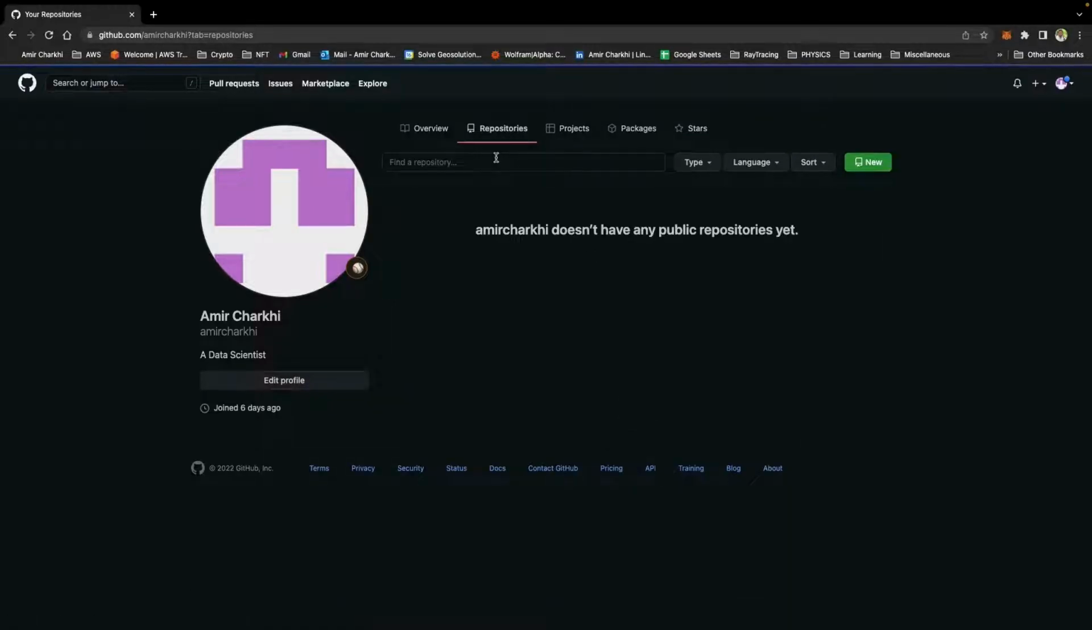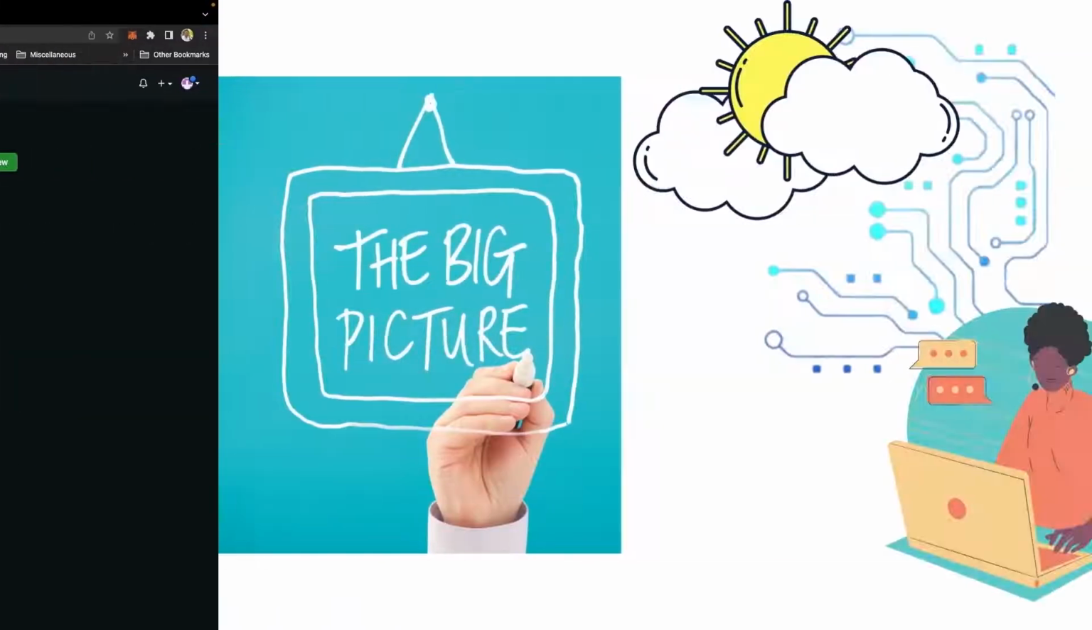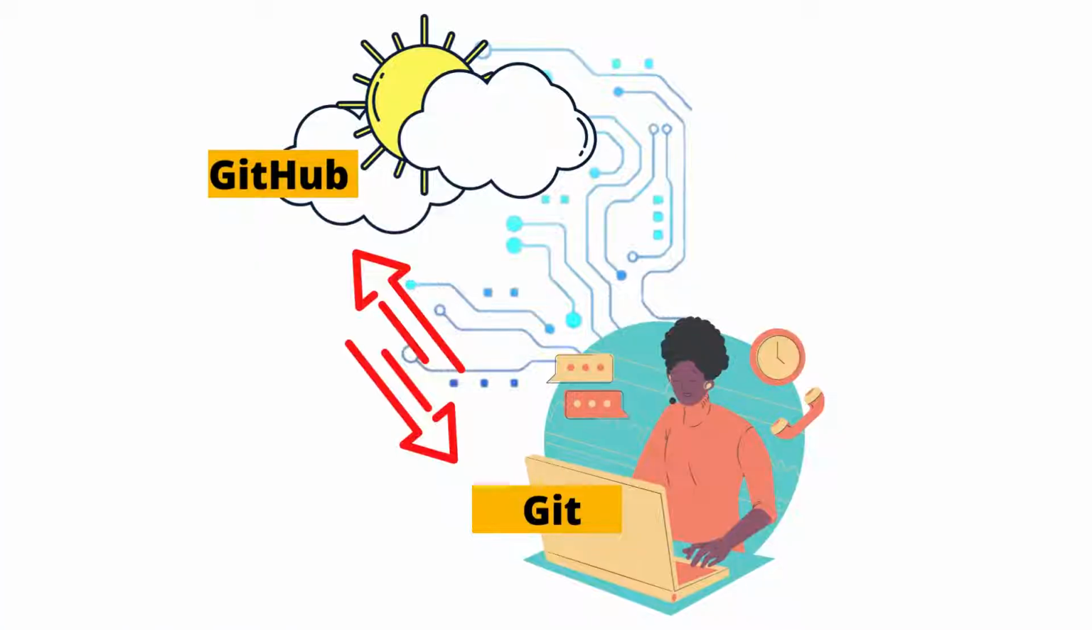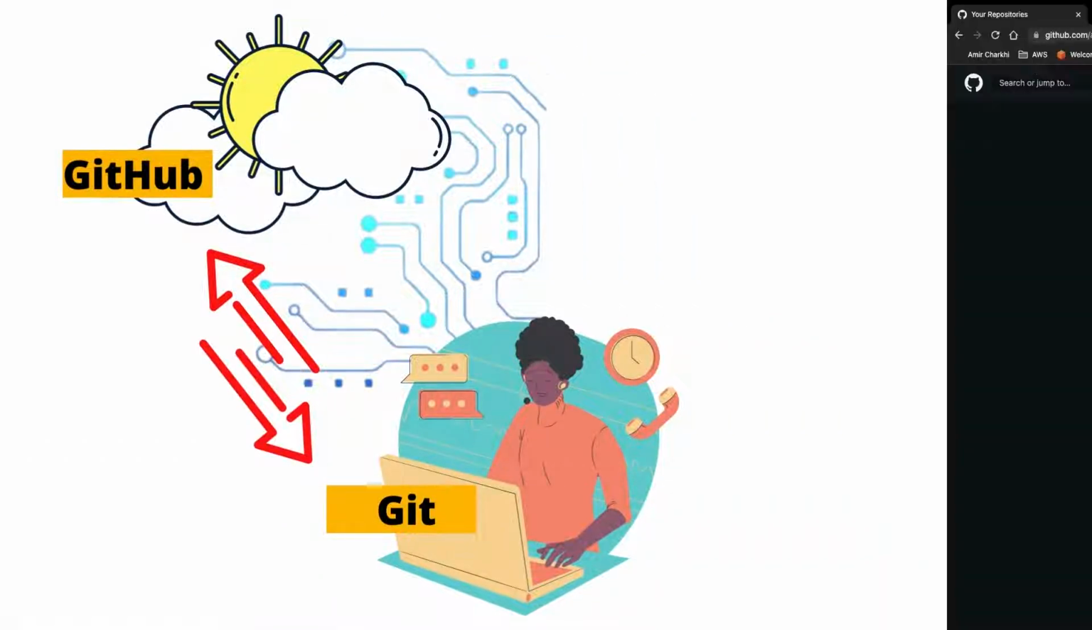Let's go back to repositories, and we're going to make our first repository. But let's go back and look at the bigger picture. What are we doing? We want to have some data on the cloud, bring it back to our laptop, computer, PC, whatever you're using, and also move it back from your laptop or computer to the cloud.